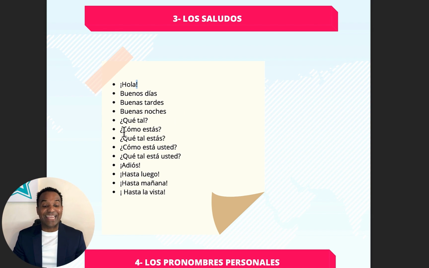Let's continue. ¿Qué tal estás? That's another way to say how are you informal, okay? Now, formal. How do you say how are you formal? ¿Cómo está usted? Okay, that's formal. How are you? Formal. Another way to say how are you formal is ¿Qué tal está usted?